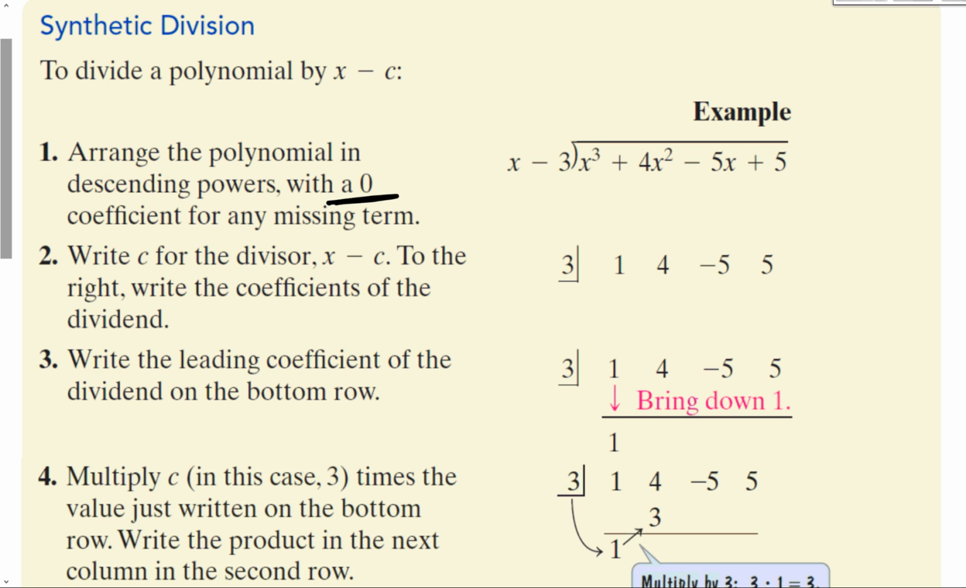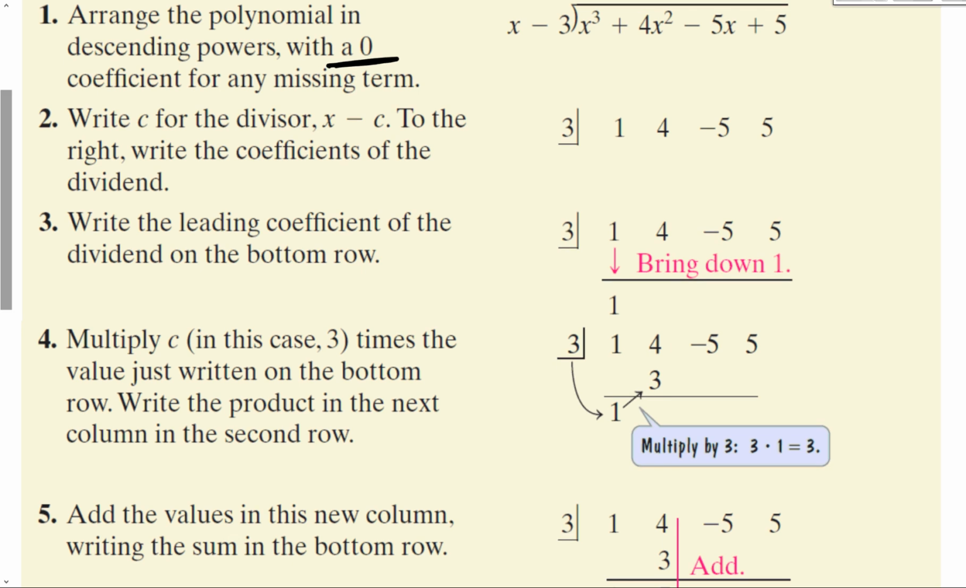First step is always write the leading coefficient of the dividend in the bottom row. So you first bring down the 1, always, or whatever number it happens to be in the front. Okay, you draw this line right there, and you bring down the first number. Next, we multiply. So we take 3 times 1, and gives me 3, and I write the answer in the second column. Okay? Multiply c times the value just written on the bottom row, write the product in the next column in the second row.